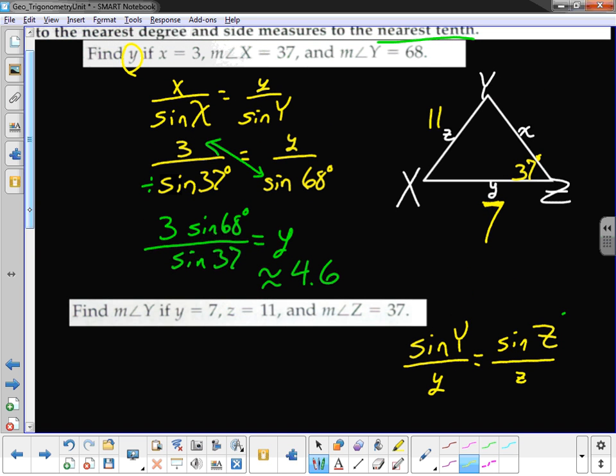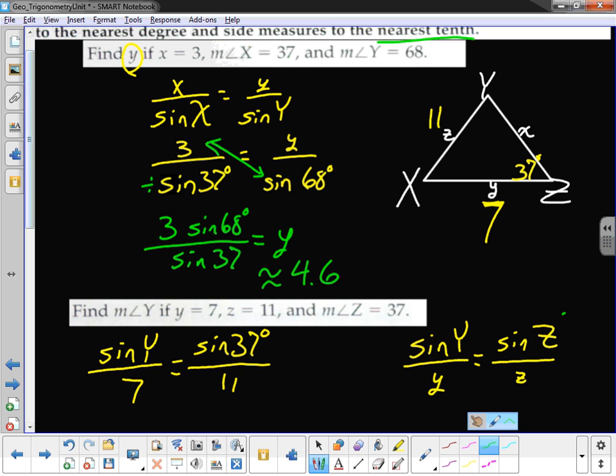I'm running out of room there. I don't know angle y, but I know angle z, so I've got the sine of 37 degrees, and I've got the sine of y. I don't know what y is. I know side y is 7 and side z is 11. Like the last one, I'm going to multiply these two and then divide by the one that's left over. That tells me the sine of angle y is 7 times the sine of 37 divided by 11, which is around 0.38297 on and on.